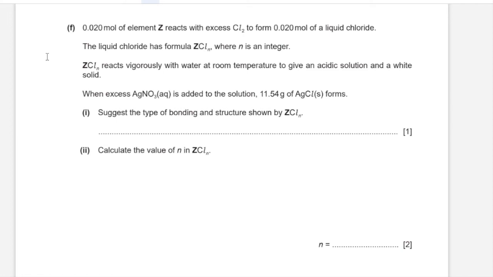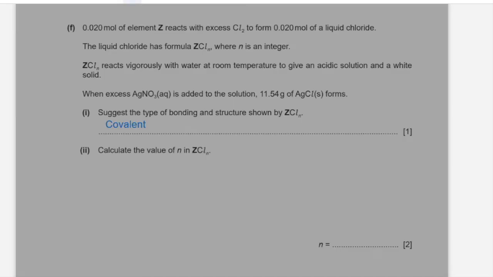shown by ZClN. The only period 3 chloride that forms a solid in acidic solution after reaction with water is silicon chloride, and silicon chloride has covalent bonding. Two, calculate the value of N in ZClN. Okay, for this I'd like to write the equation for the reaction between Z and chlorine.